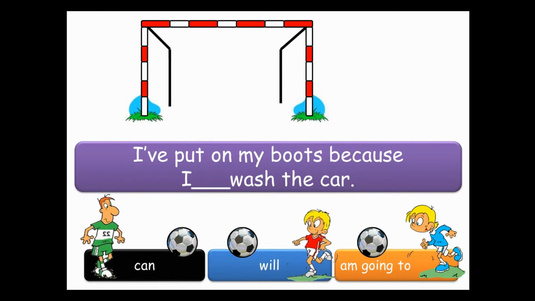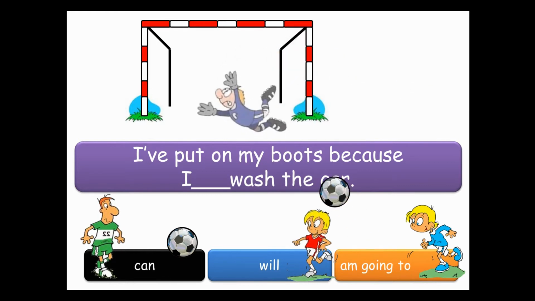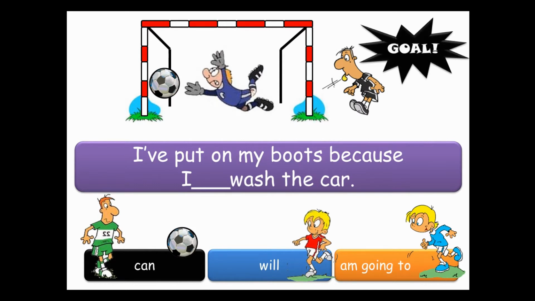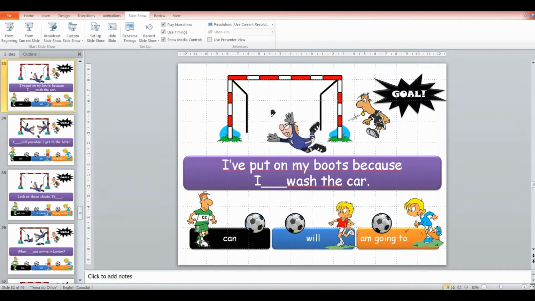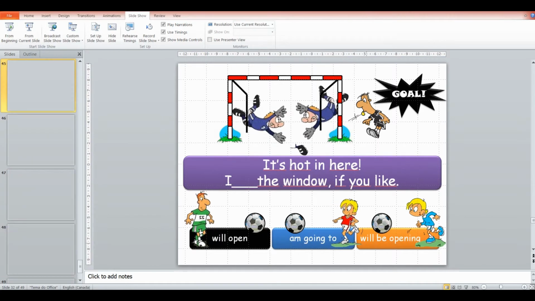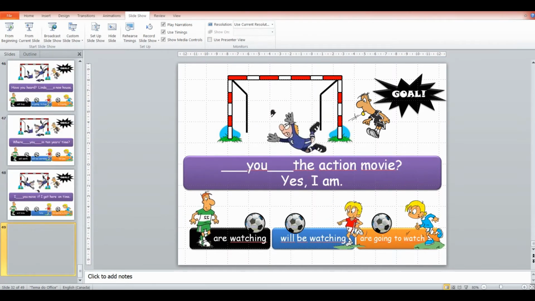So I've put on my boots because I will wash the car, or I'm going to wash the car. So they have to think about those meanings that we went over before, and the examples we gave, and the ones we elicited from the students. And then for the answer, you choose on the ball. And it's a pretty fun little animation at the end there. So we have a whole bunch of these.